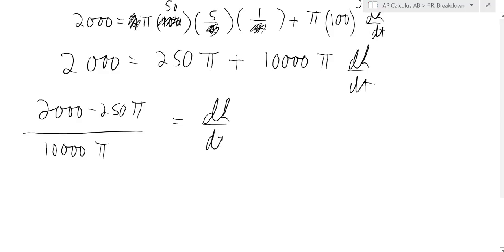You can drop it in the calculator. You can simplify out a couple zeros here if you really want to. Remember, on free response you don't really have to simplify at all. You can just leave your answer like this. But you've got to put units on here. So the units on the rate of change of H are centimeters per minute.